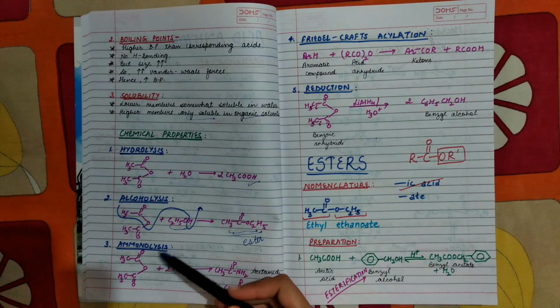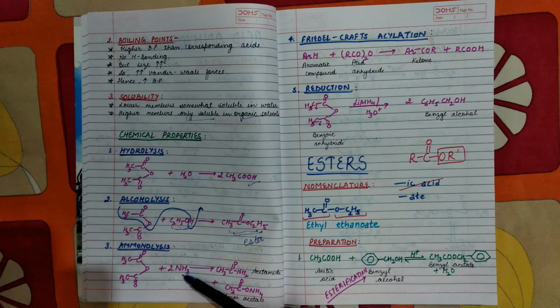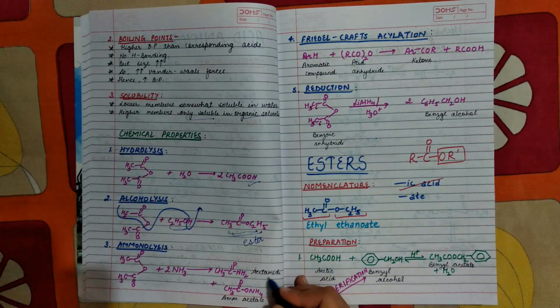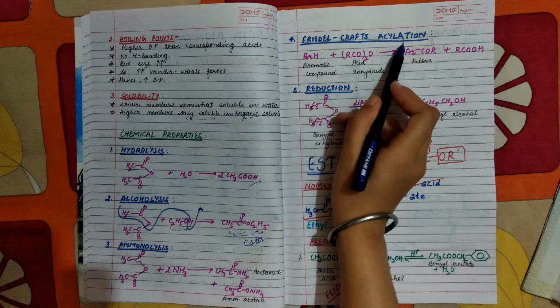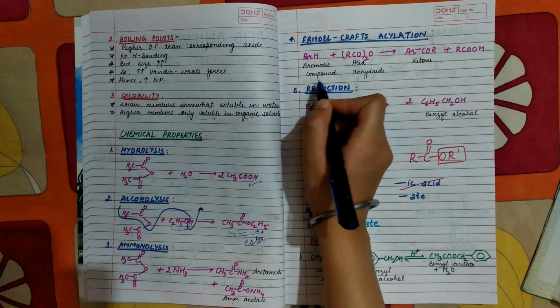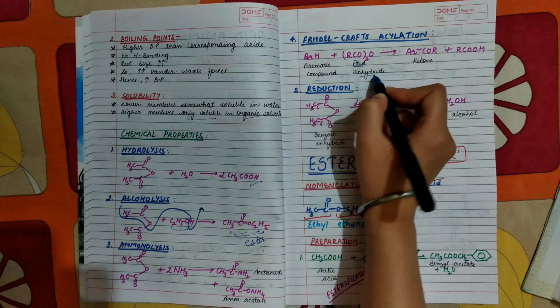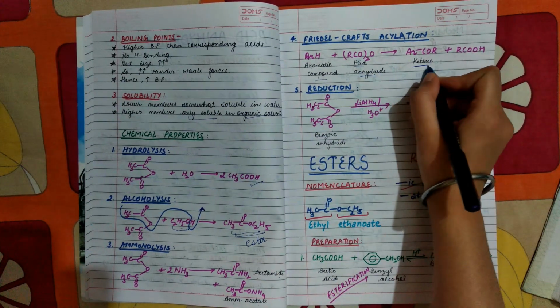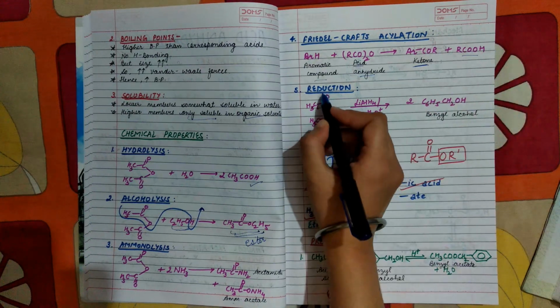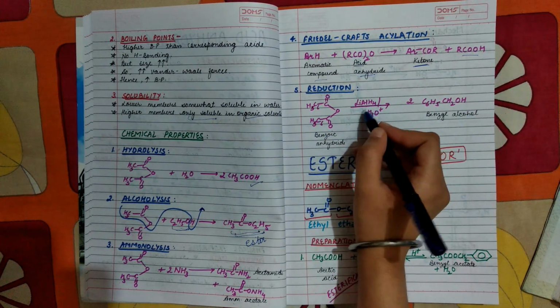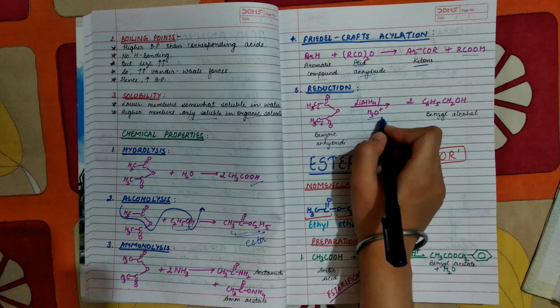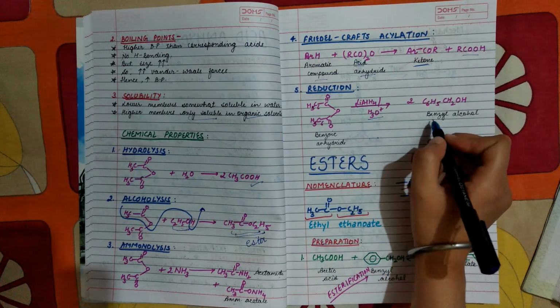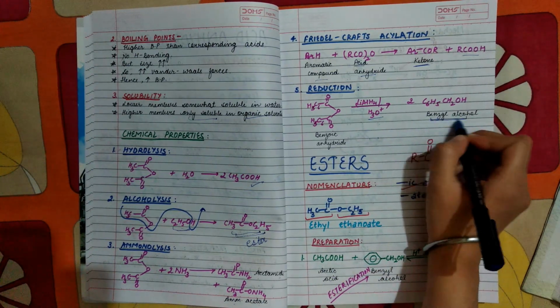Then we have ammonolysis. When it is treated with ammonia, it forms acetamide and ammonium acetate. Friedel-Crafts acylation. Aromatic compound when treated with acid and anhydride, it forms ketone plus carboxylic acid. Reduction, when it is reduced with lithium aluminum hydride and acidic hydrolysis is done, then we get benzyl alcohol.